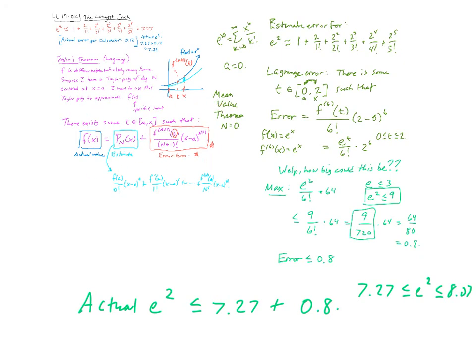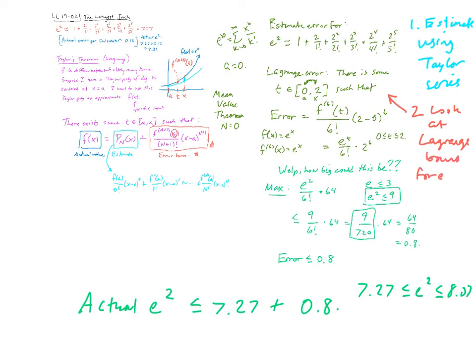Okay, so just as a quick review, what we did was we first calculated our estimate. So we calculate our estimate, and we write that down. So we estimate using a Taylor series. And then we looked at this Lagrange bound for the error.